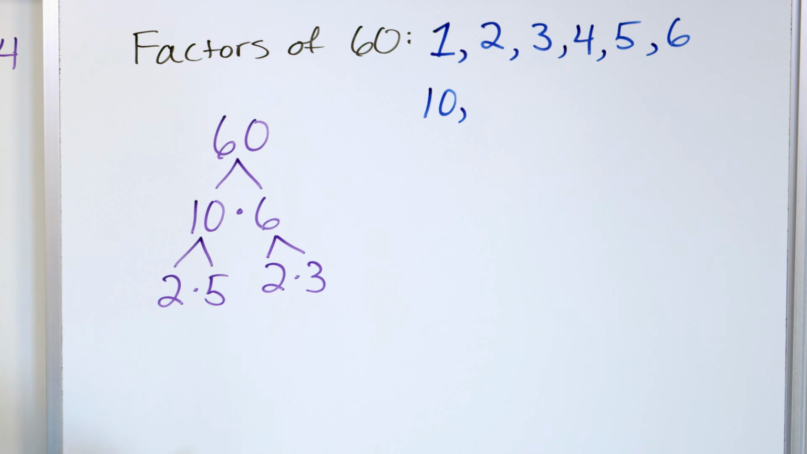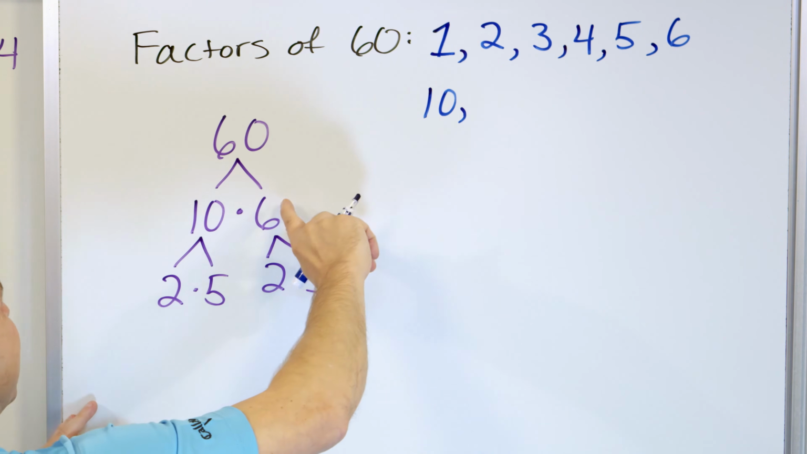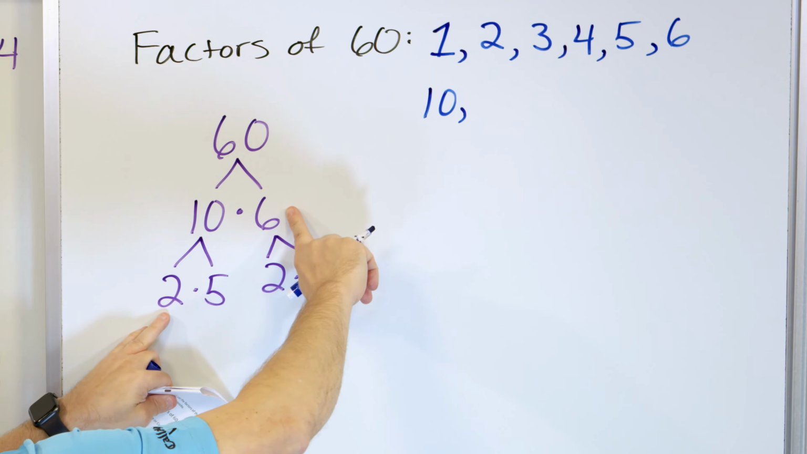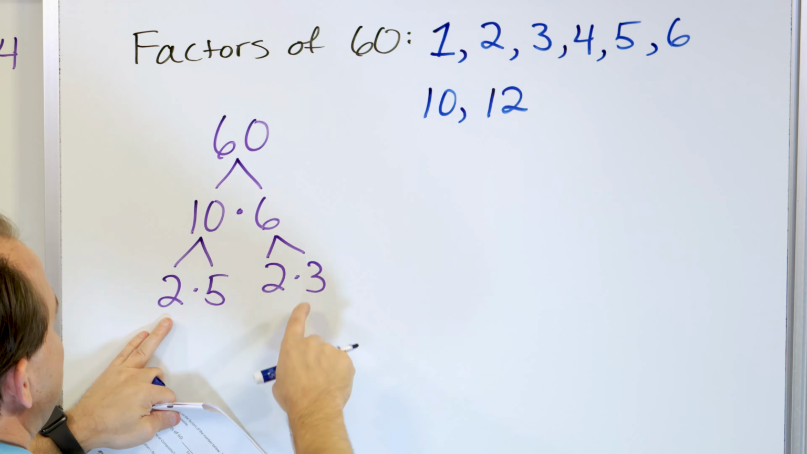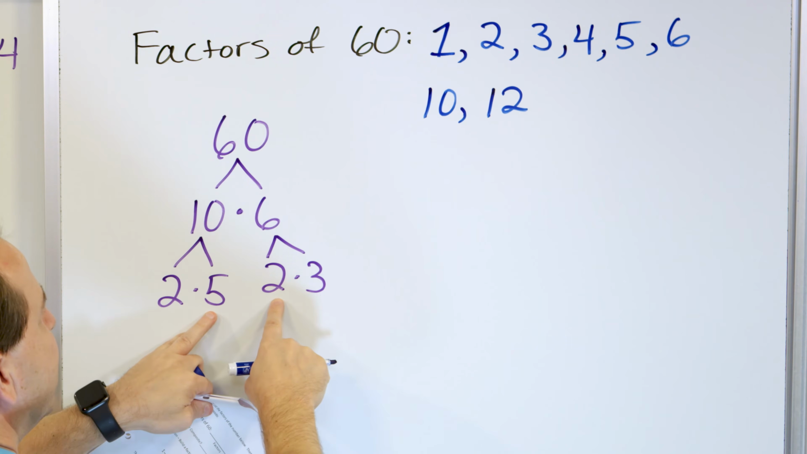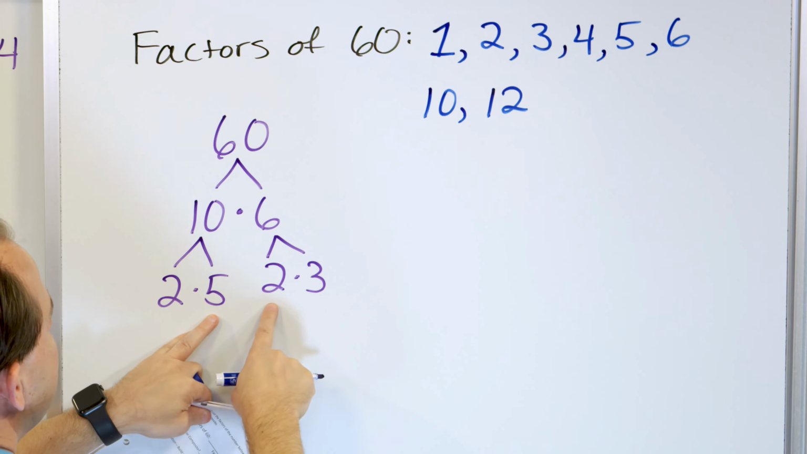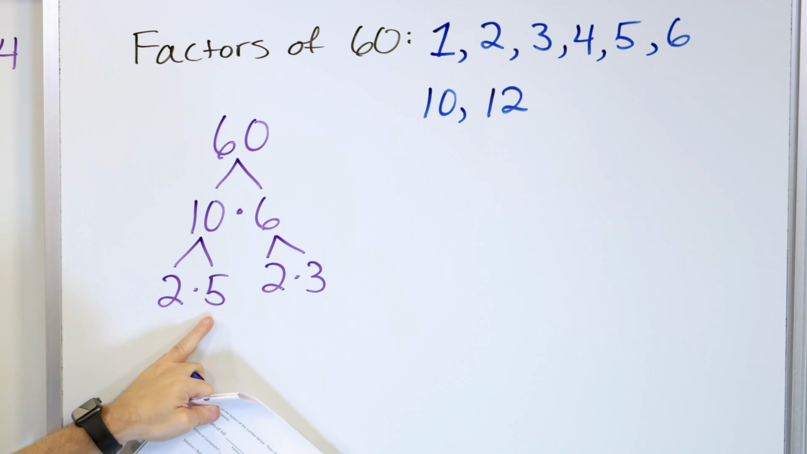So then I start thinking of anything else that can cross multiply from branch to branch. Well, I have a 6 times a 2. That's 12. So 12 is a factor, right? Then I have 3 times 2 is 6. That's already in there. 5 times 2 is 10. That's already in there. 6 times 5 is 30. That's going to be in there, but I think we're going to wait to write it down.